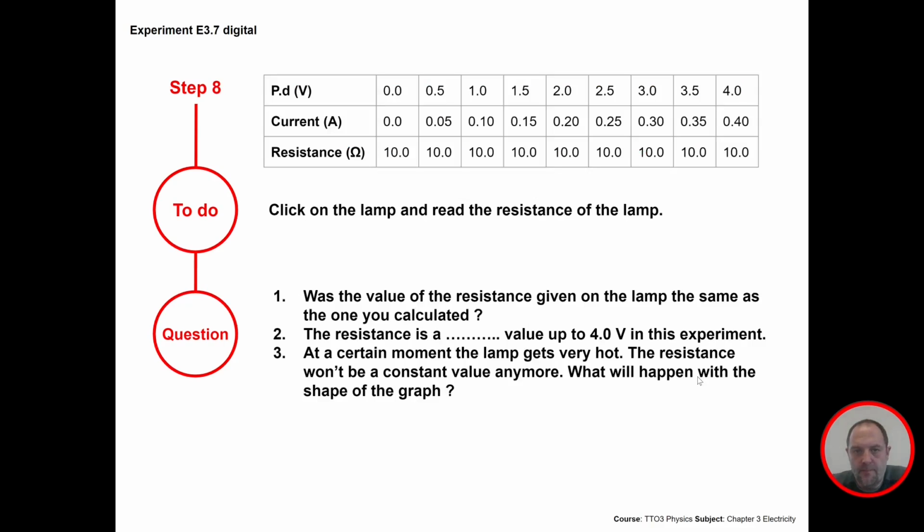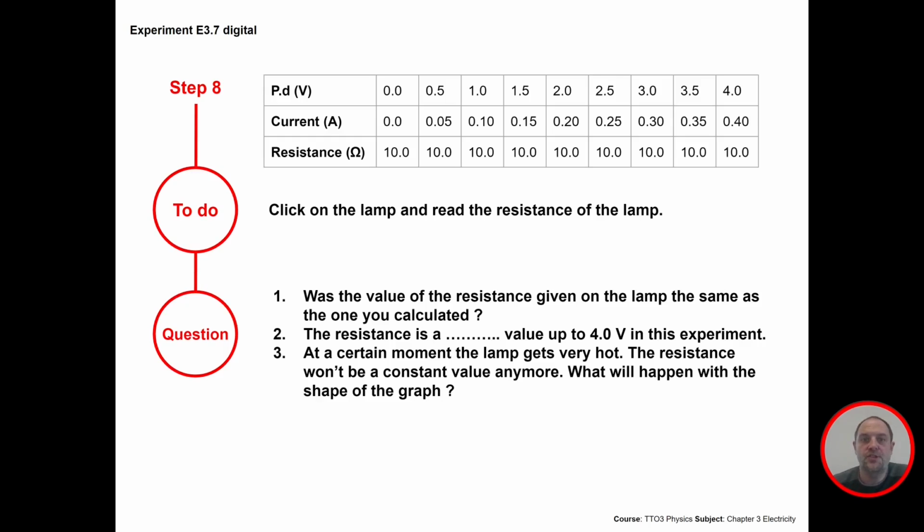Step number 8. Well, if you did your calculations correctly, you should see that the resistance has a constant value of 10 ohms. That's why you got that straight line running to 0. The relationship between the potential difference and the current is directly proportional. That means there should be a constant value. The constant value is the resistance. Well, this resistance is of course caused by the lamp. So please click on the lamp and check what the resistance is of this lamp.